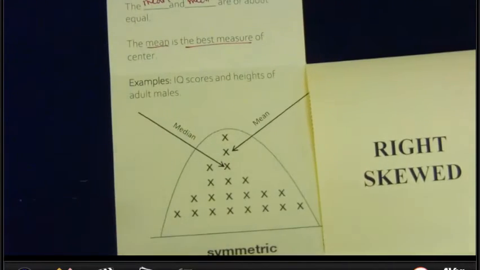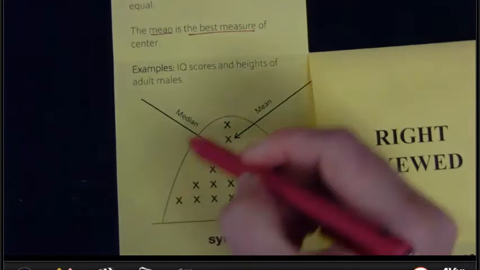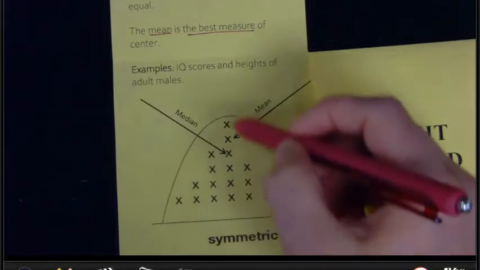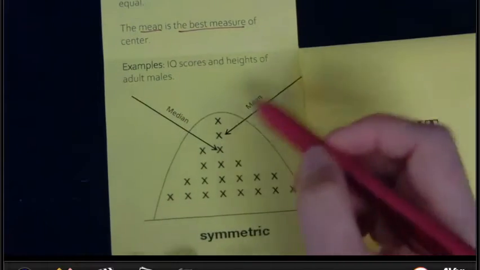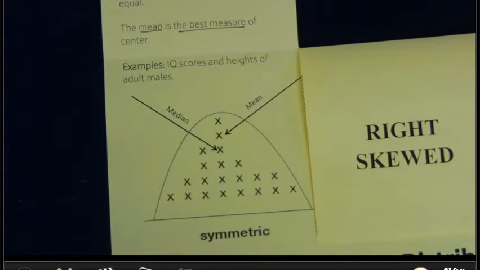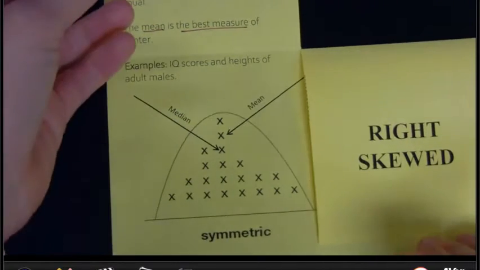Okay, and this gives us an example. IQ scores and heights of adult males. Okay, and this is usually what our graph looks like. So remember, it says we have a peak, which is usually the best value of our center of our data, and the mean and median are about equal, which means they're going to be about in the center in the same spot. Okay, all right, let's look at right skewed data.